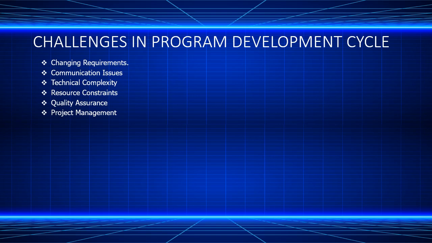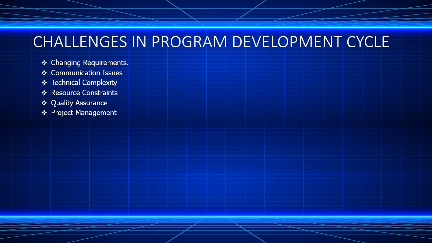Resource constraints. Limited resources, be it time, budget, or skilled personnel, can constrain the development process. Balancing competing priorities and optimizing resource allocation is vital for achieving project objectives within constraints. Quality assurance. Ensuring software quality and reliability through comprehensive testing and validation is paramount. However, challenges such as inadequate test coverage, limited testing environments, and time constraints can compromise the effectiveness of QA efforts, risking the stability of the final product.